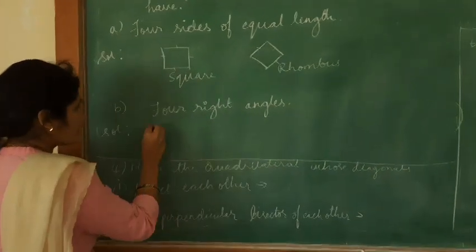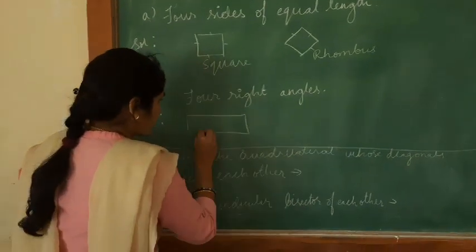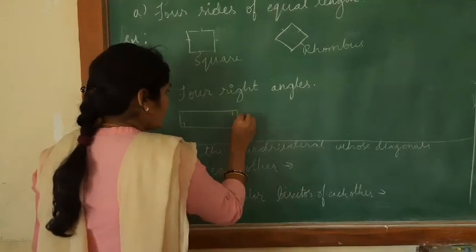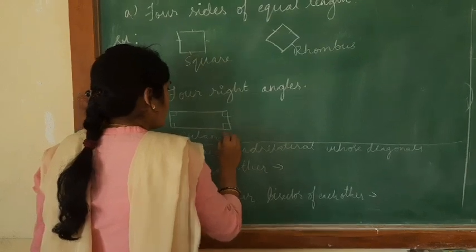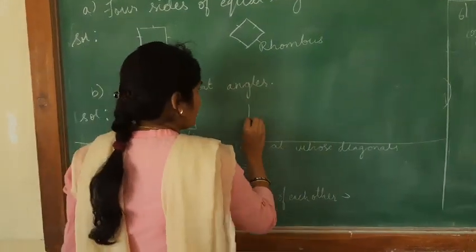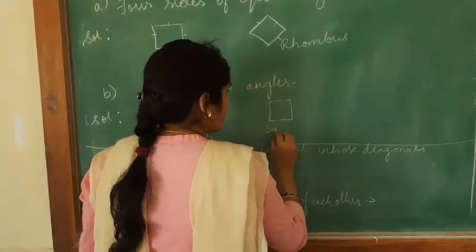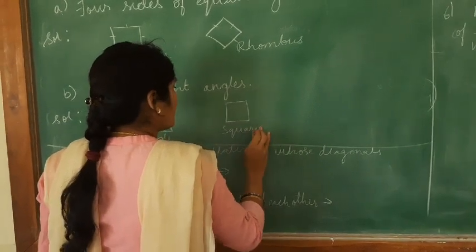4 right angles: rectangle and a square. These 2 have 4 right angles.